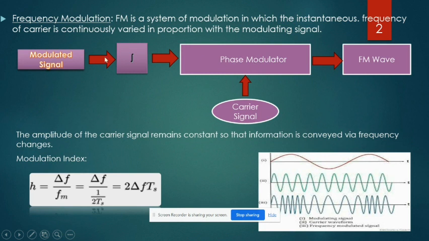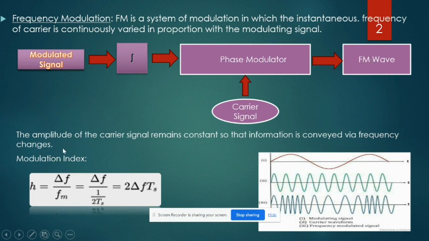In this figure, we can see that to generate an FM wave, we can send a modulating signal or audio signal to an integrator. Then it goes to a phase modulator, where it is modulated with a carrier signal which is coming from an oscillator. Then it will make an FM wave.